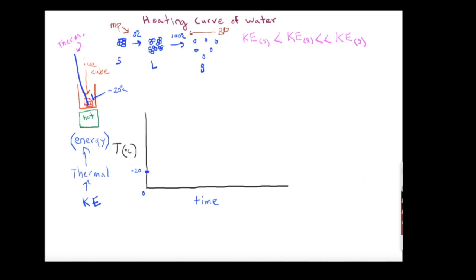Now, here's what the curve is going to look like. As we collect the data, we'll see a steep incline here for a while, and then it's going to flatten out. This is supposed to be a straight line. Let me see if I can get that better. All right, so it's a flat line for a while, and then we're going to get another incline for a bit. And then we're going to see another plateau.